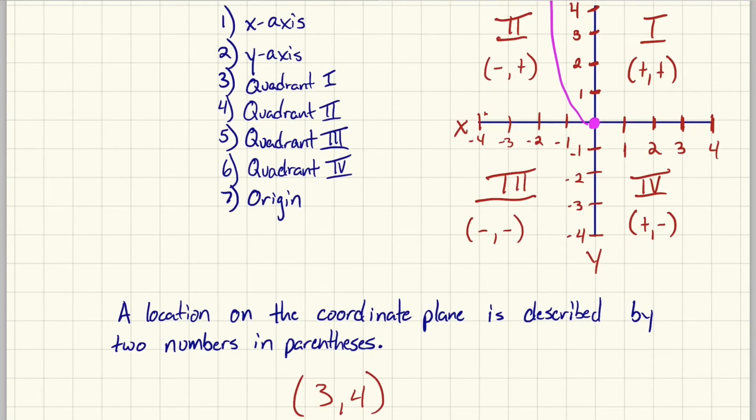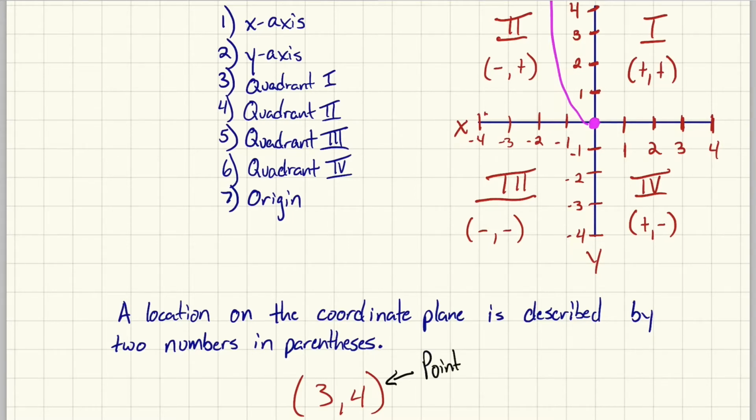Right, so we could be given a point here that's called 3, 4. Right, any location on the coordinate plane is described by this notation here, where we have two numbers in a parenthesis separated by a comma. This is what we call a point.